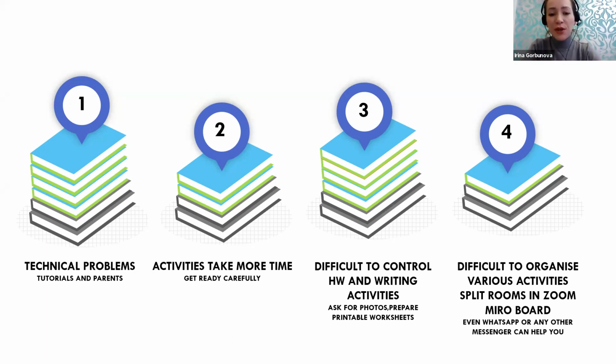Let's go to number 2. The second problem is that activities take more time. And that's true, yes. Especially when it's a hybrid lesson, when there is one child in the class and one child online. Some activities take a lot of time, but we have to get ready carefully. When I'm thinking about my offline class, I always think, okay, where are the children? They will have to walk to the blackboard, then they have to sit. The same thing we have to work out before the online lesson.